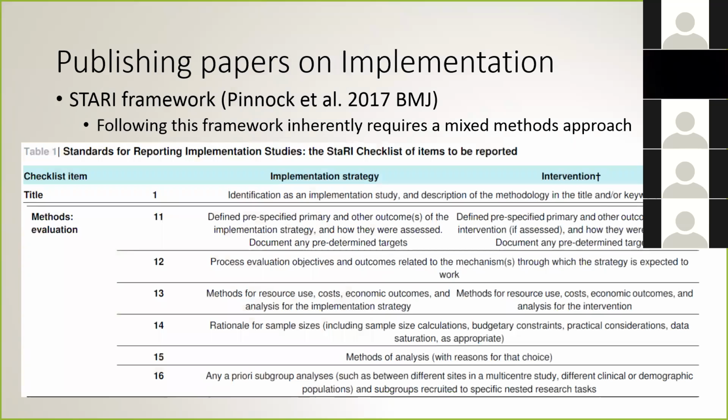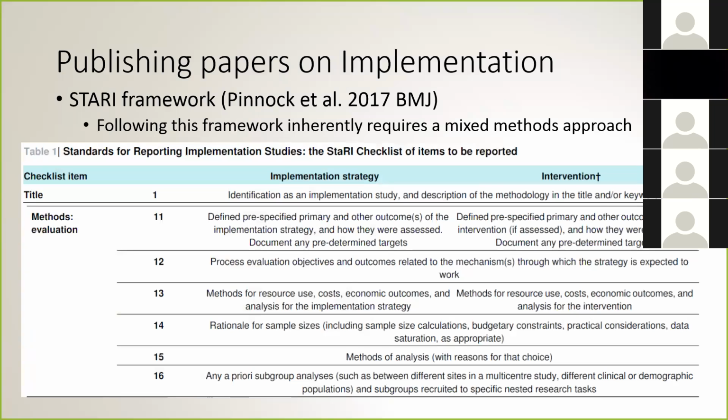Okay. So when you are publishing papers on implementation, there are of course standards for reporting that I wanted to reference for everyone. So the STARI framework, which was published in the BMJ last year, to follow this framework, it really inherently requires a mixed methods approach to do everything that they're describing within this framework. And this is just a little bit of an excerpt of the STARI framework. So standards for reporting implementation studies.